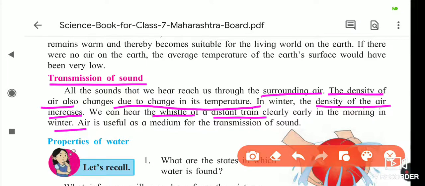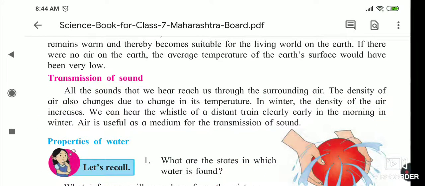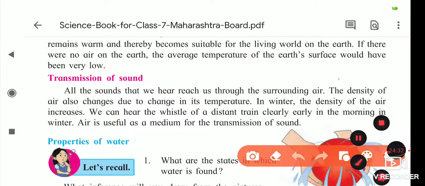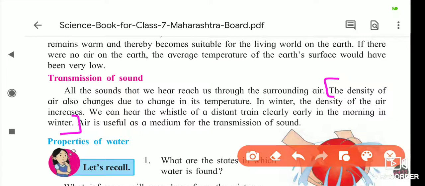The reason behind it is that the density increases, and clearly in the morning, air is useful as a medium for transmission of sound. This question may be asked in the give reasons section. We can hear the whistle of a distant train clearly early in the morning in winter, and the reason behind it is nothing but the density of the air is more in the winter season.